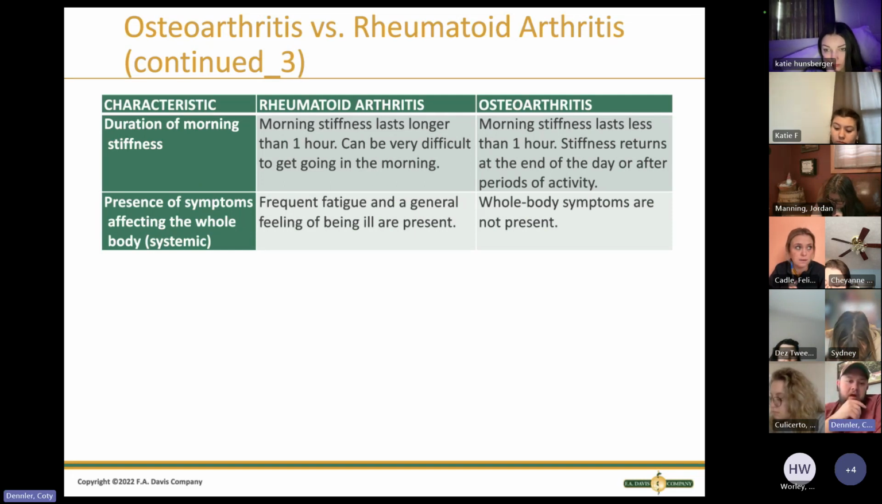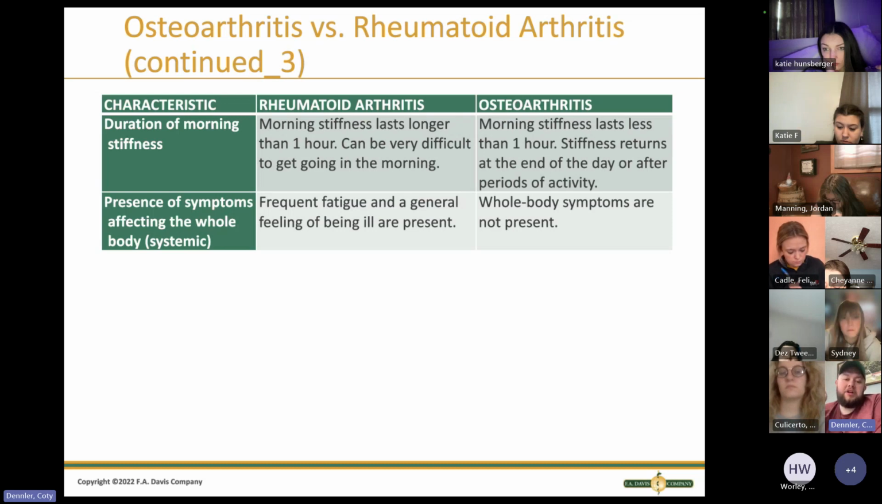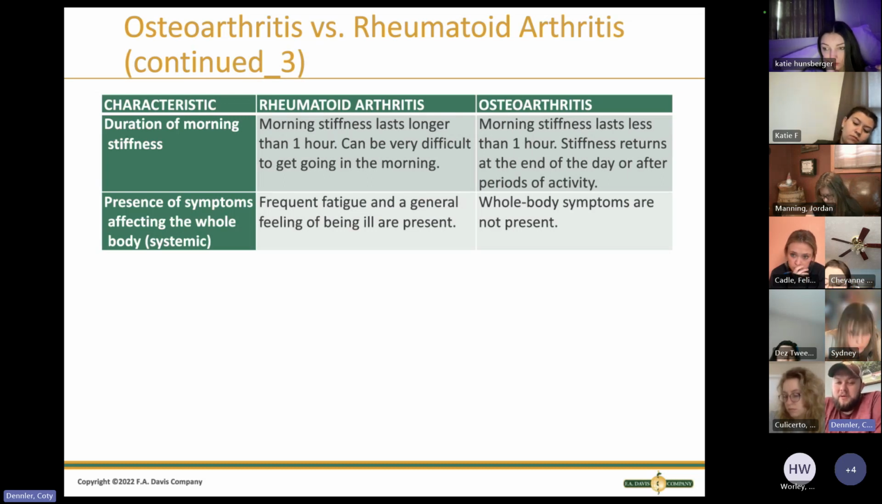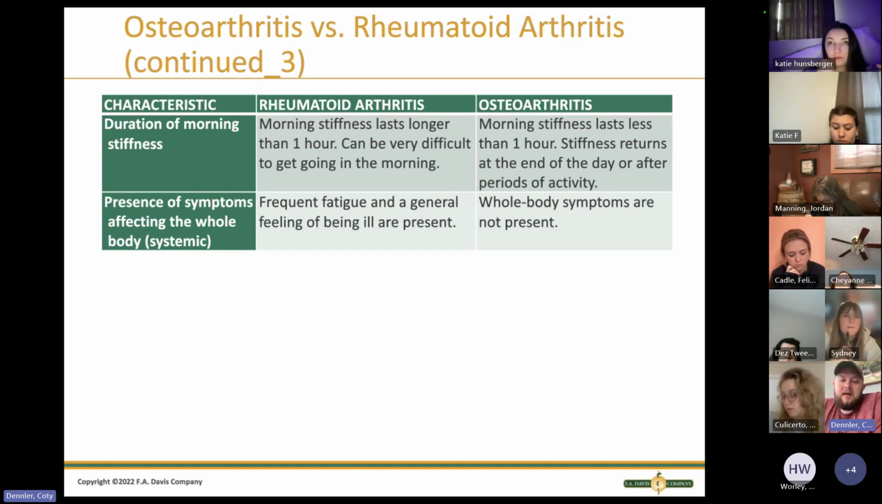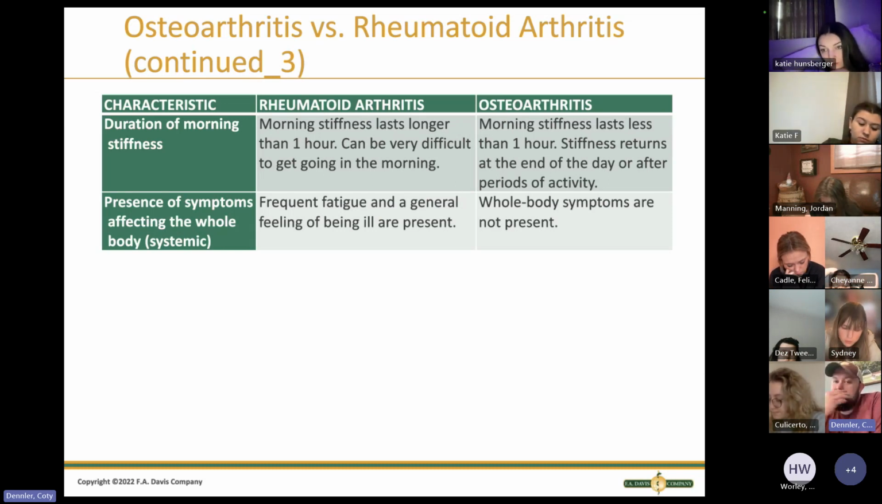Okay. Now, the presence of symptoms affecting the whole body. You see frequent fatigue and a general sense of being ill with RA. You just don't feel good, like your body's attacking itself more or less. It's almost like a flu feeling, achy all over, that type of feeling. And with OA, whole body symptoms are not present. This is specific to whatever joints are being affected by OA.